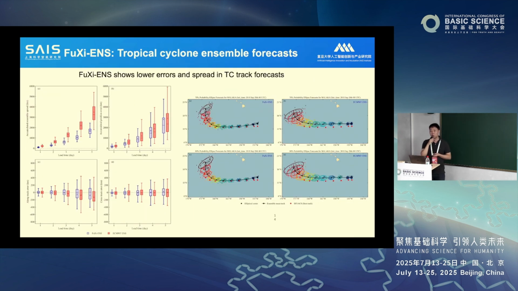One of the most important extreme weather events is the tropical cyclone, so we also evaluate our model for tropical cyclone forecasts. In terms of error, the red color indicates the ECMWF ENS and the blue color is FuXi ENS. FuXi also has lower error compared to the SOTA physical model, but it also has lower spread. That's the issue we mentioned earlier.